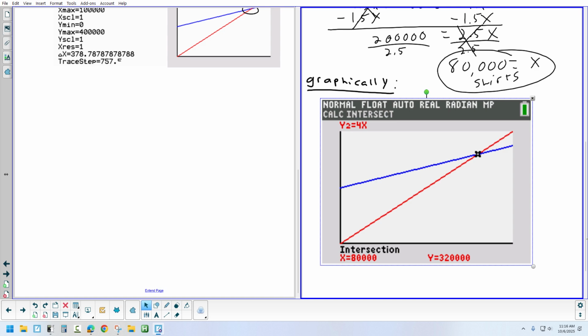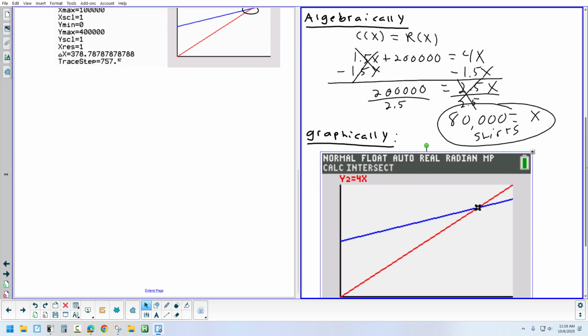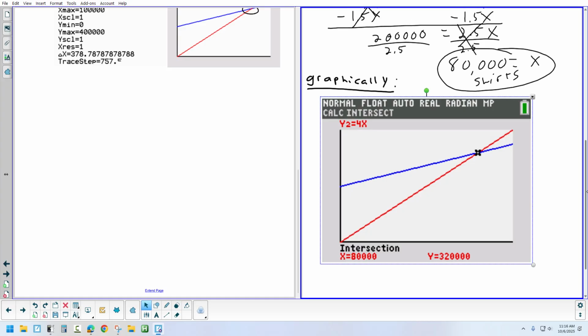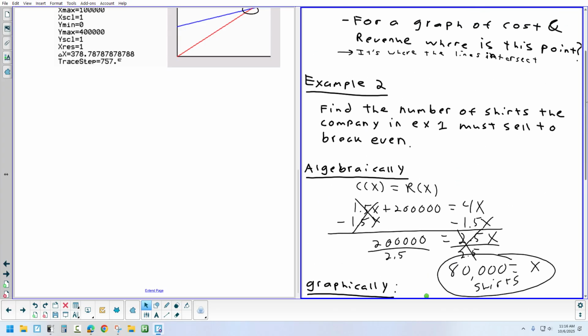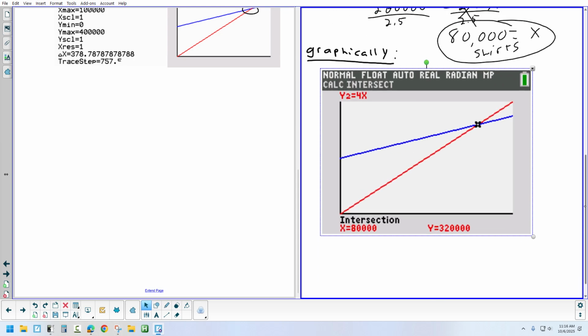The only downside to graphically is it will always give you a decimal. If I wanted an exact answer, that's where you might have to do it algebraically. Algebraically, you can always get the exact answer. But in this case, because it doesn't come out to a decimal, the graphing calculator will give it to you exact as well. But we were lucky. Do we have to record anything else here? This one doesn't say to do that. It just says how many shirts do they have to sell. So, just 80,000.